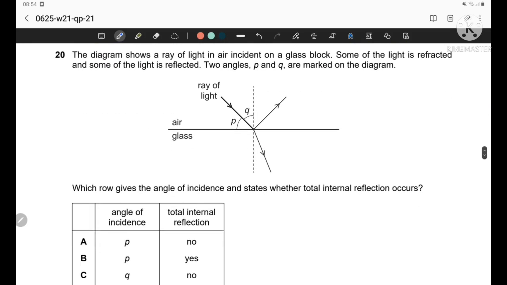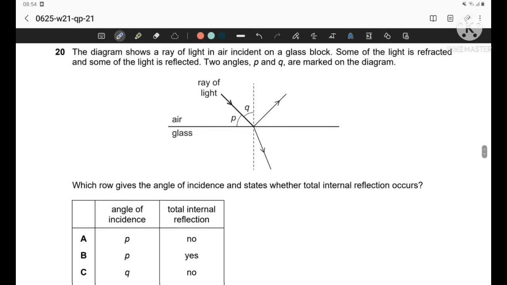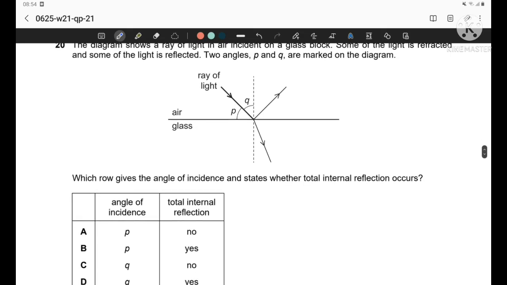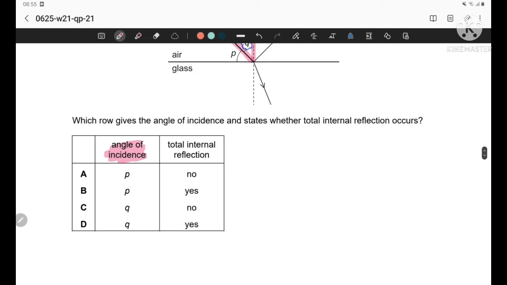Question 20. The diagram shows a ray of light in air incident on a glass block. Some of the light is refracted and some of the light is reflected. Two angles P and Q are marked on the diagram. Which row gives the angle of incidence and states whether total internal reflection occurs? So the angle of incidence is the angle between the incident ray and the normal. Therefore, Q is the angle of incidence. That means the correct answer will be either C or D.